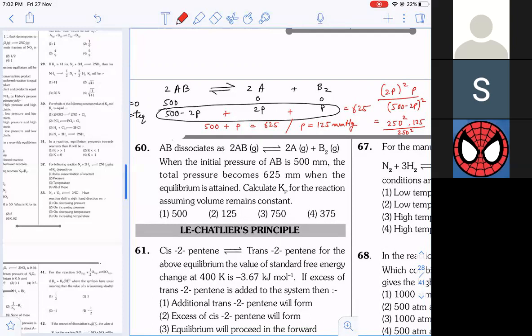Charan, Daksh. So who could calculate this answer apart from Nikhil? Please tell me. Be honest. Who could calculate this answer 125? Except Nikhil. Nikhil has calculated that, I know. Niranjan, were you able to calculate it? Sir, I only got P equal to 125 millimeter Hg. I made a mistake in that 2P square. I didn't take P square. I took only 2P. All right.